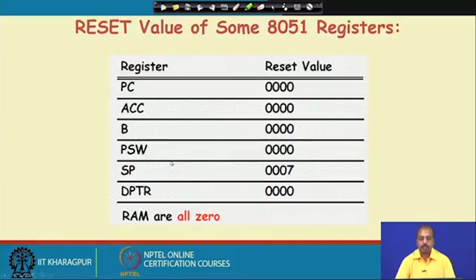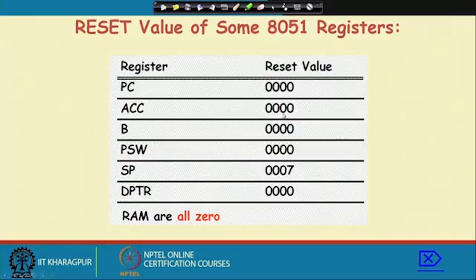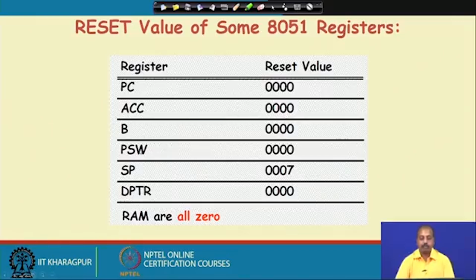Some of the values of the registers that we have in the 8051 on reset: the program counter will get 0, the accumulator register will also become 0, the B register will become 0. So, all these registers, PSW, they become 0.